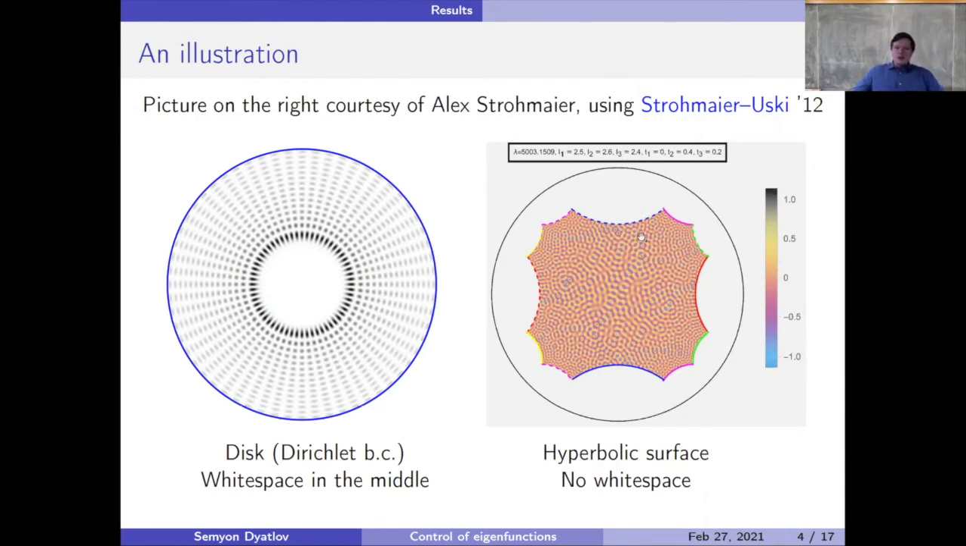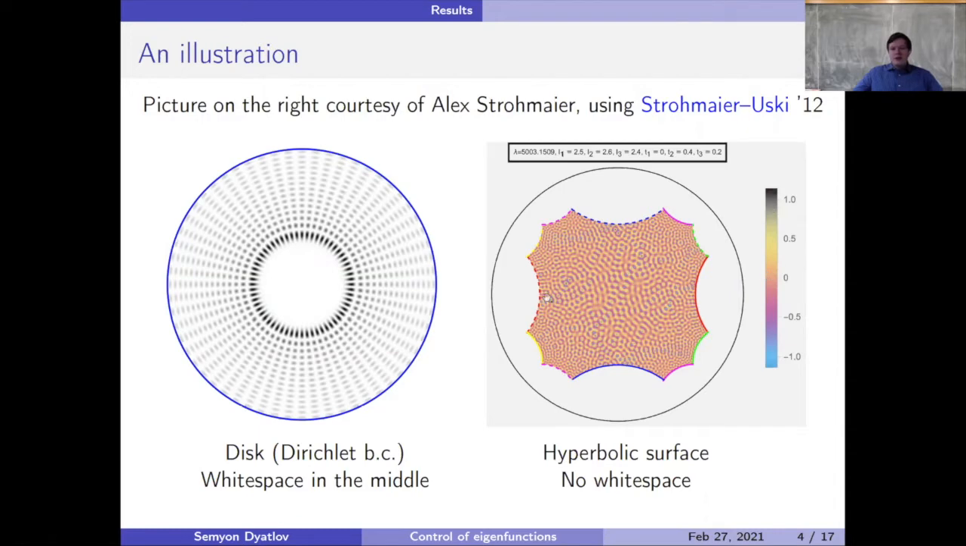All right. So what's on the right? On the right, that's a picture courtesy of Alex Strohmaier. This is a picture of a typical eigenfunction of the hyperbolic Laplacian on a hyperbolic surface. So you cut your hyperbolic surface into pieces, and you cut it along, and then you get this fundamental domain on the Poincare disk model, and that's the eigenfunction.